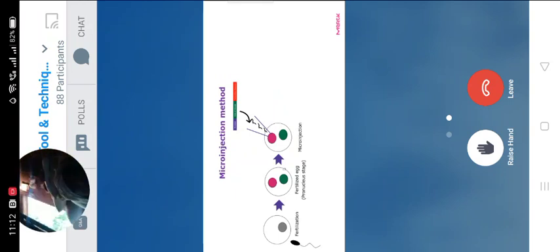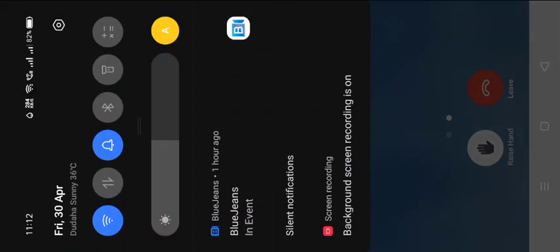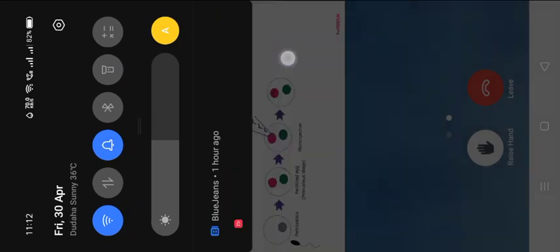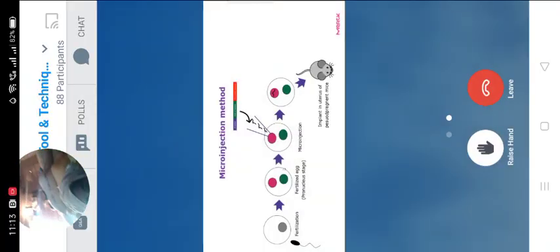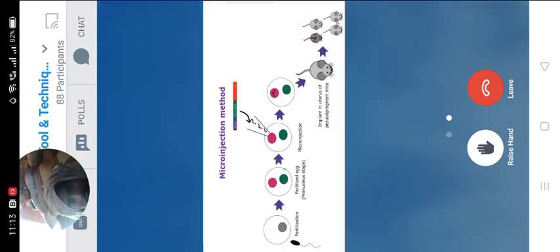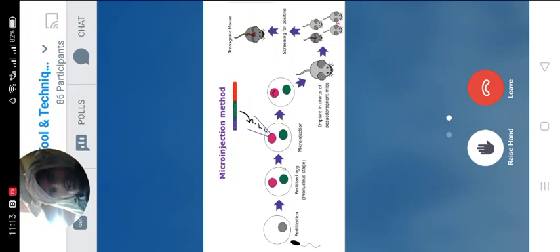And once it is in the male pronucleus, then grow them in vitro, and then finally implant them into pregnant mice. And then pups are born, and you can screen the pups for the transgenic mouse, because not all pups are transgenic. You have to screen which is transgenic and which is normal. And once you have a transgenic mouse, you have to breed them to get more transgenic mice. So this is how transgenic animals are produced through the microinjection method.